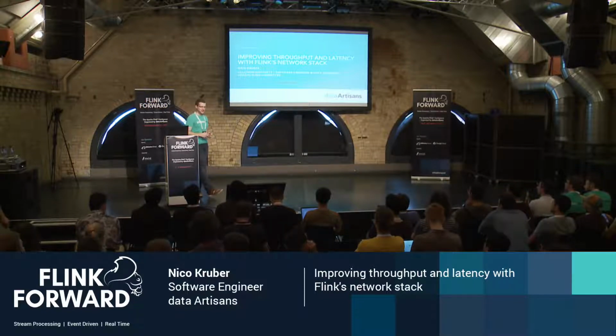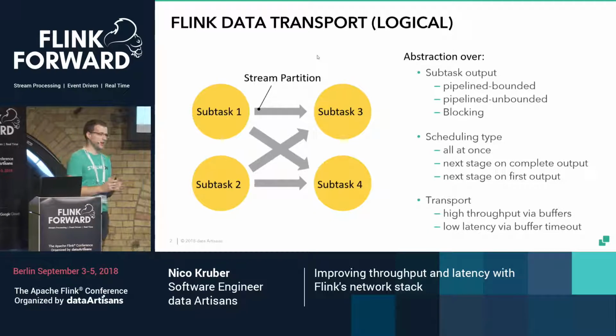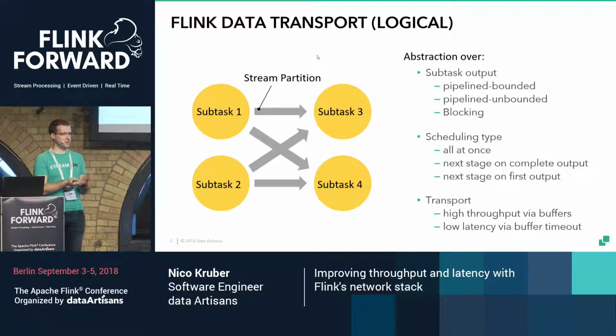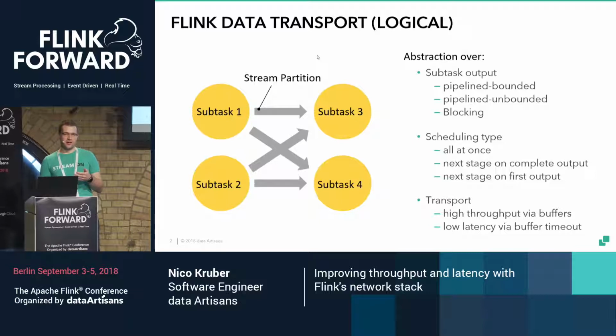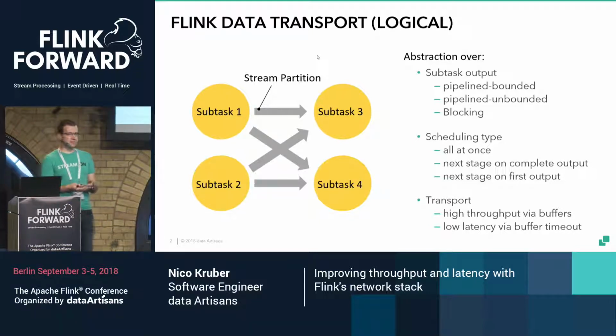Okay, cool. So let's have a look at the network stack. This is how the network stack is. You can look at the network stack from a logical level as an abstraction over three different things. We have different options for subtask output types. There is pipeline bounded, which is for batch processing. Then for stream processing, we have pipeline unbounded, and we also have blocking channels and non-blocking channels.